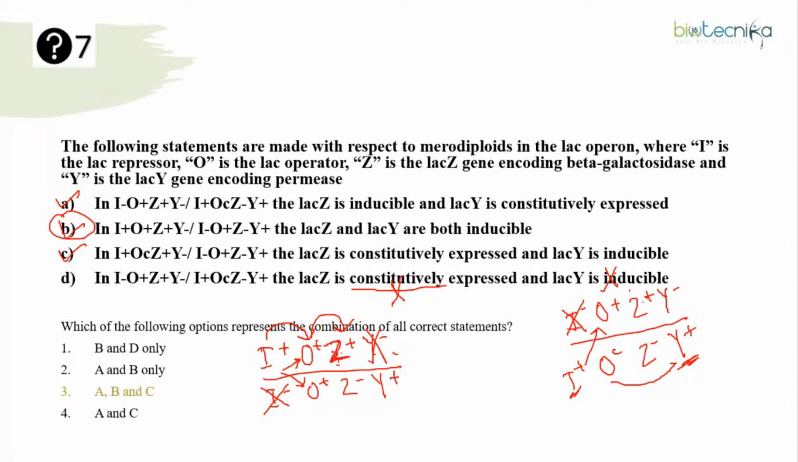So it is inducible. What about Y? Here you don't have Z, you have Y. So this operator is functioning on Y. Same explanation, Y will only get expressed under the presence of an inducer. So therefore Y is also becoming inducible. I hope now it is clear, Alka.